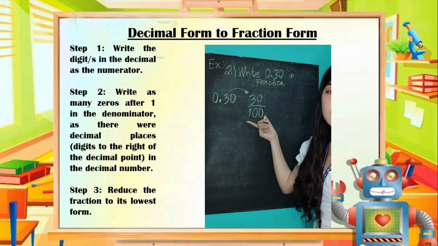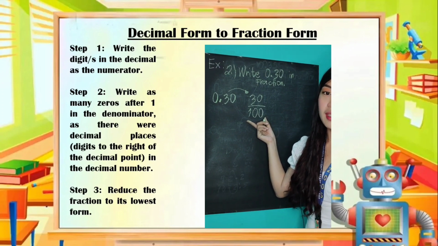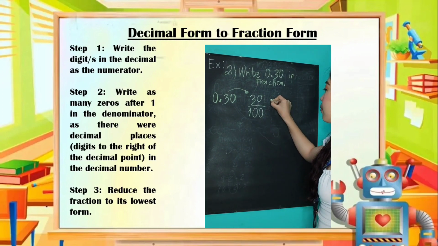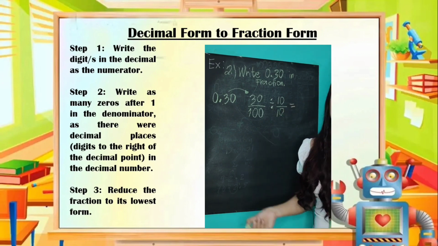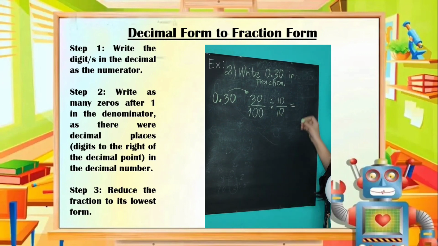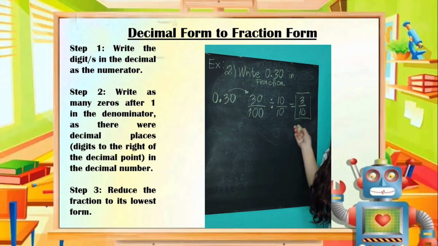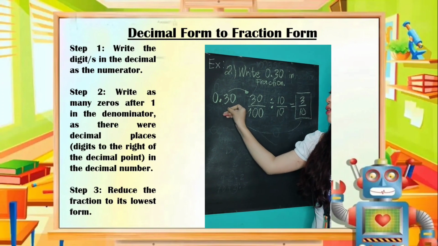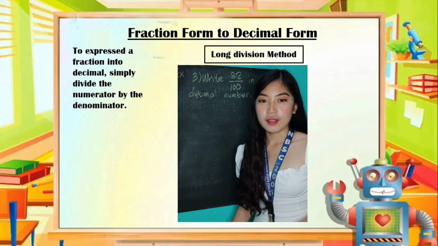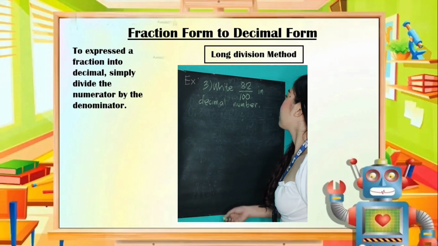So we can still simplify this. So we're going to simplify. The GCF of 30 and 100 is 10. So therefore, the answer is 3/10. So here is the simplest form of the decimal 0.30.